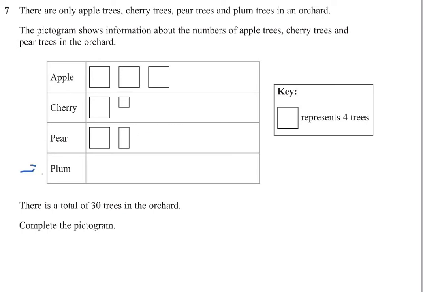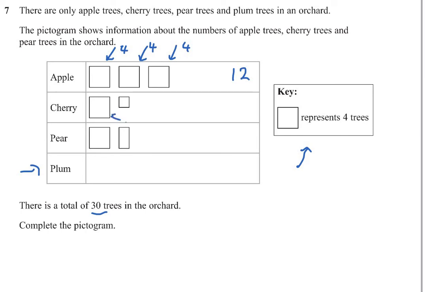So we need to fill in the plum. And there is a total of 30. Now we're given this key here, saying that a square represents 4 trees. So here we've got 4, here we've got 4, here we've got 4. So I'm just going to write in total over here, and that's going to be 12.